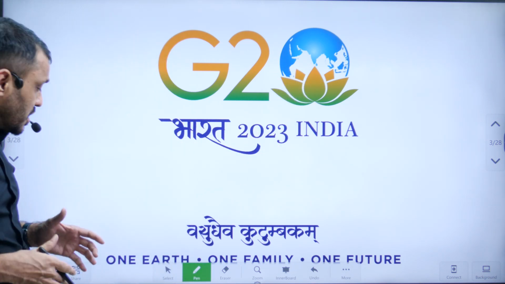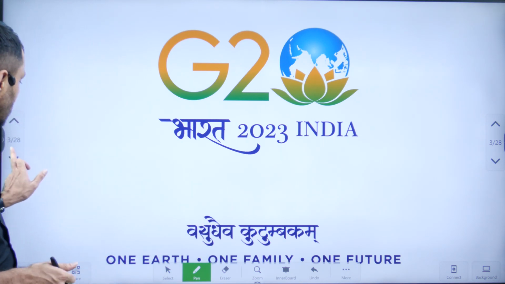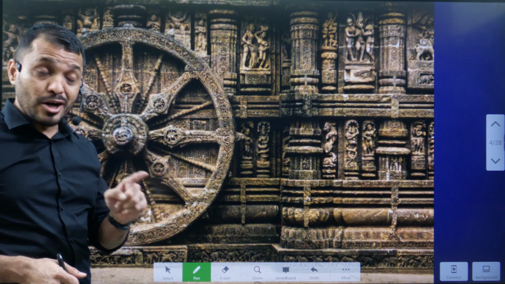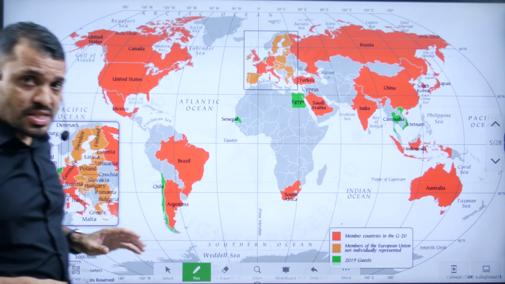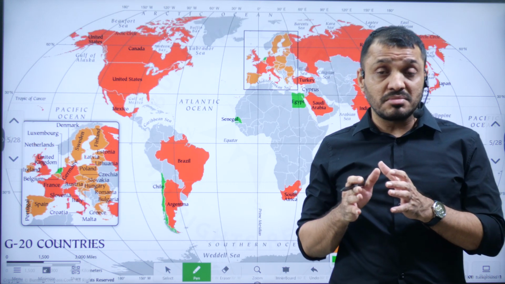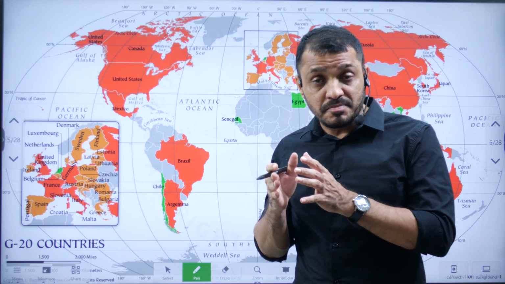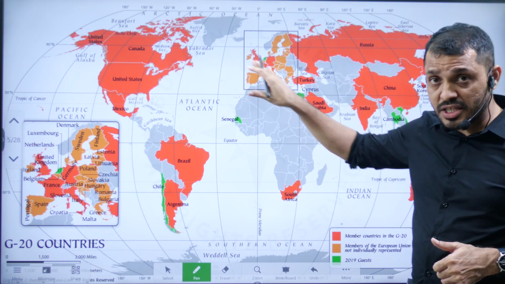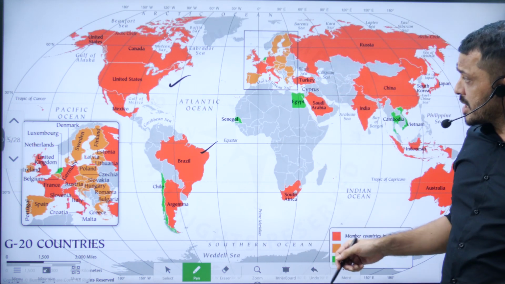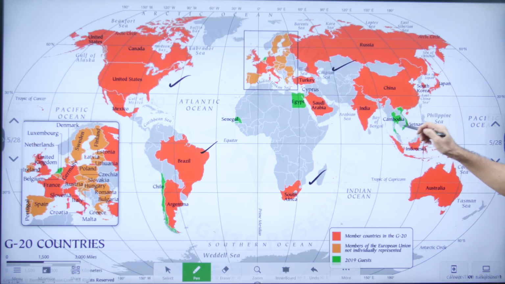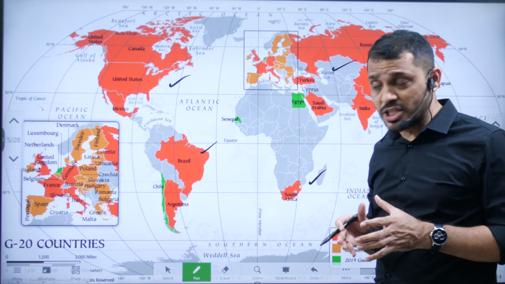The theme of this year's G20 is One Earth, One Family and One Future. This is the theme of this year's G20. As I mentioned earlier, on the backdrop you have a Konark Sun Temple wheel. Then these are the G20 nations. They are spread across the globe. Actually, G20 consists of developed and developing countries. They created this platform to discuss economic issues, what problems the world economy is facing and the solutions to them. These member countries span North America, South America, Africa, Europe and Asia, so all the continents have representation in the G20.